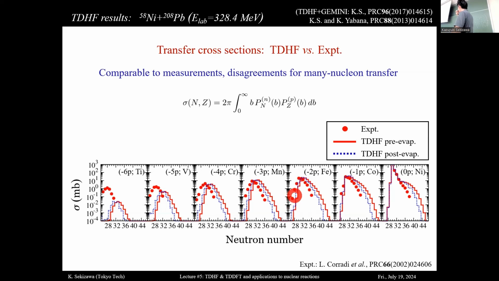So again, in this case, we do not have any adjustment of parameters. We just use the same energy density function and perform the calculations, and we get this kind of cross sections. To improve the description for this many proton transfer, we need to go beyond TDHF to include the many body correlations. But nowadays it is possible. But anyway, with this time-dependent Hartree-Fock or TDDFT, we can calculate complex processes of multinucleon transfer in this quantitative way.